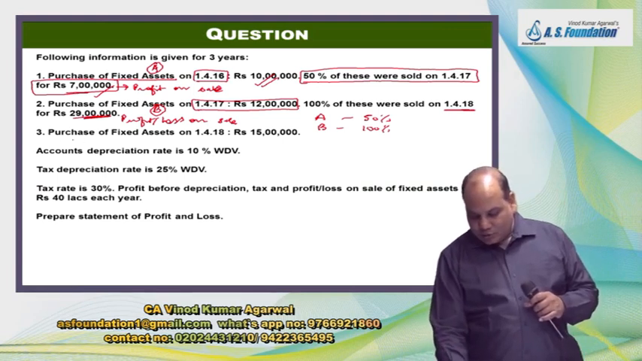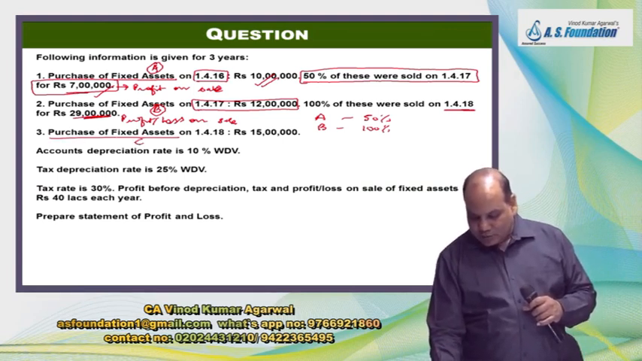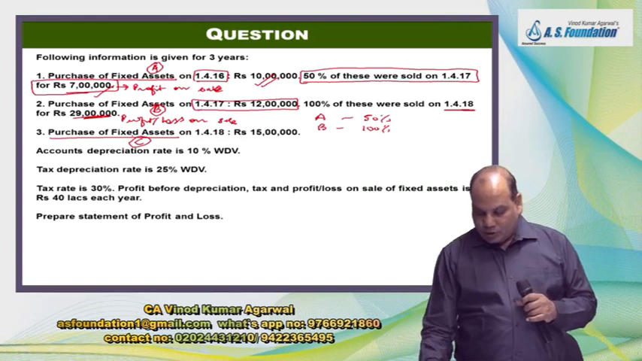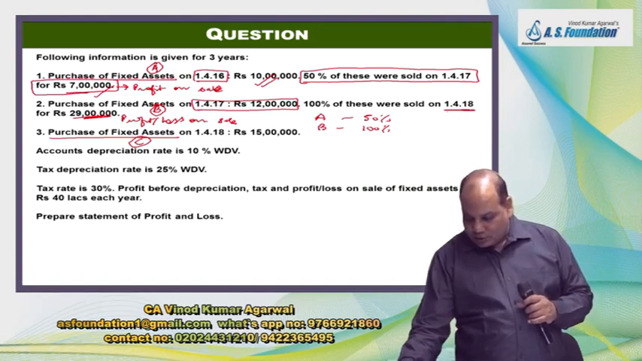In the third year, one more purchase. This I will call asset number C. Third year, no major action, only one sale, one purchase.